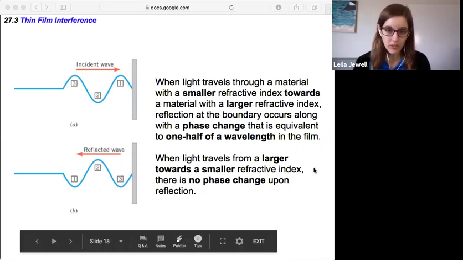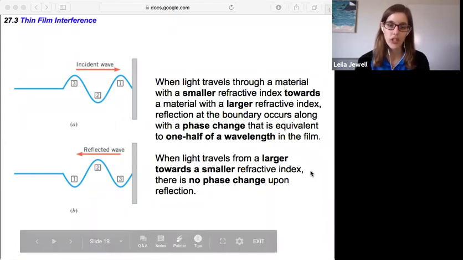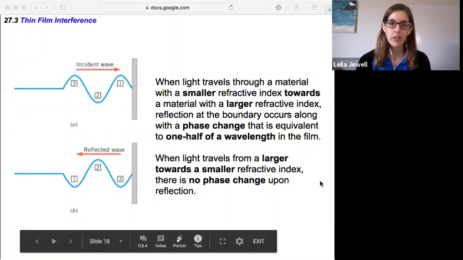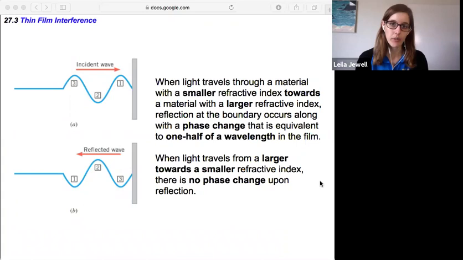On the flip side, when light travels from a larger toward a smaller refractive index, there's no phase change upon reflection. So the main thing here is this is something you have to observe in a problem where you're going, okay, the light is here reflecting from one to another. Is there a phase change? And if so, then you record it. And if not, then you don't have to add that into your equation.